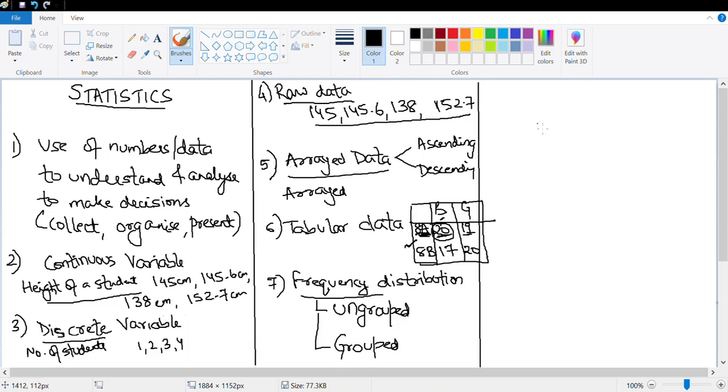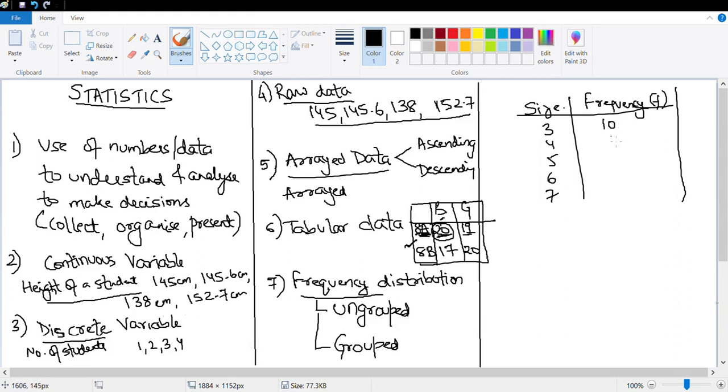So let's look at another example. Let's say shoe sizes of people or students. So 3, 4, 5, 6, 7. This is my frequency. Usually you write it as small f. Let's say 10 boys have this shoe size, 7 here, 3 here, 4 here, and 1 here. So this is my ungrouped data. Why ungrouped? Because I know the exact values. It is not written in any grouping, which means 10 boys have shoe size 3, 7 boys have shoe size 4, 3 boys have shoe size 5.